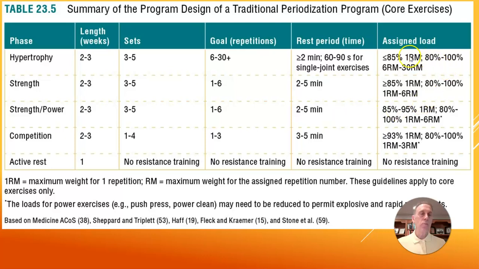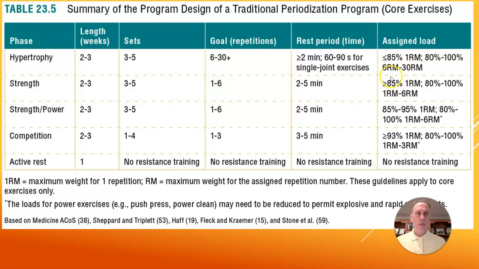Within the assigned load category here, we're talking less than 85%. That's probably where I said less than before. I probably saw that and just intuitively said that. We have less than 85% there. And then you're looking at 85% of 1 rep max, and you have 80 to 100% of a 6 to 30 rep max, which I read and I kind of go, how? Right? How are you going to have a 30 RM at 80%? You're just not. It's unrealistic, but I digress.